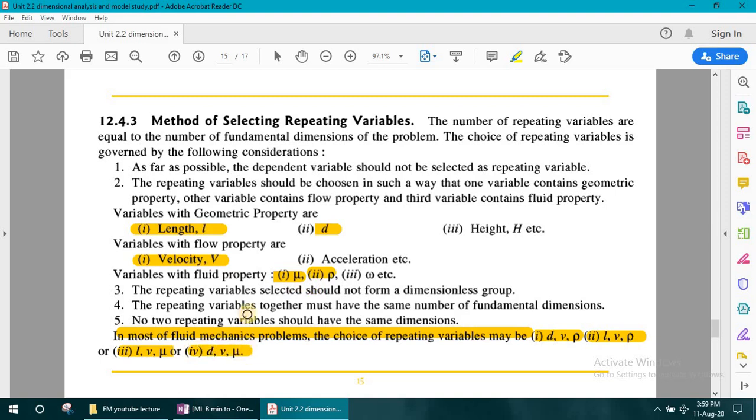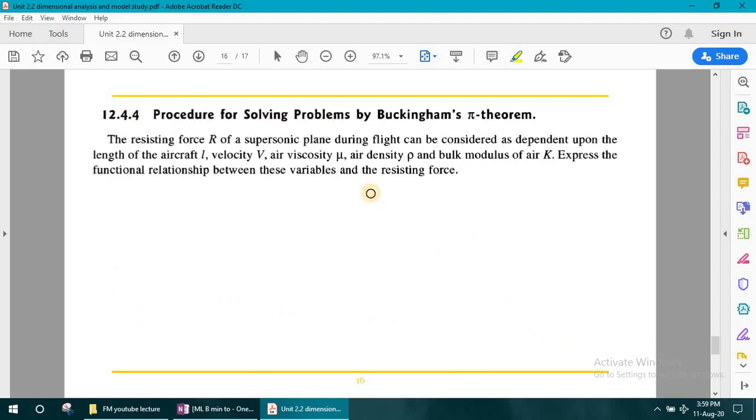If in the examination height is given, acceleration also given, omega also given, then you can make a combination also: h, acceleration, alpha and omega. So it depends on what is given in the problem, and based on that you can select the combination of repeating variables. After selecting the repeating variables, the remaining variables are called non-repeating variables. Thank you.